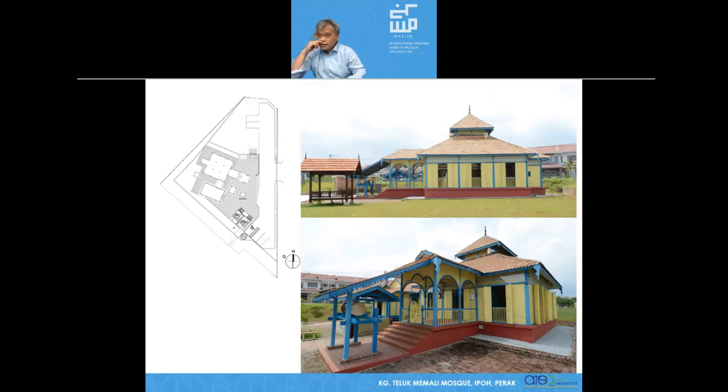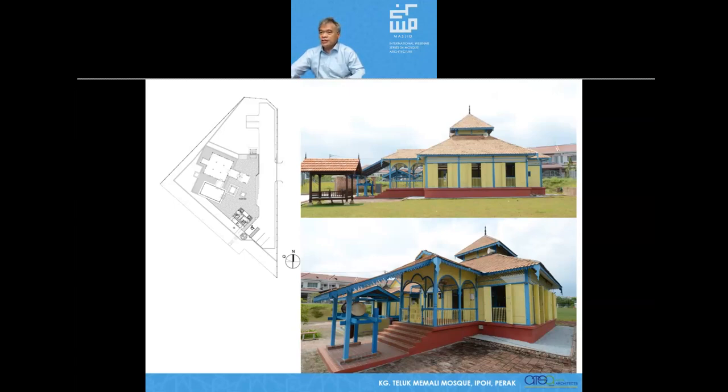This is another vernacular mosque. This mosque is actually over 100 years old. What happened was it was abandoned for about 20 years, and someone asked me to help try to save it. So you spend about 2 years just to get all the approvals to move it to a taman. Taman is like a housing development, and place the mosque and give it a new life after 20 years of being abandoned.